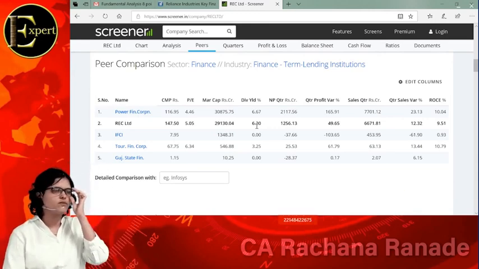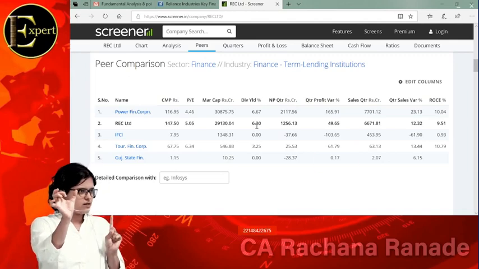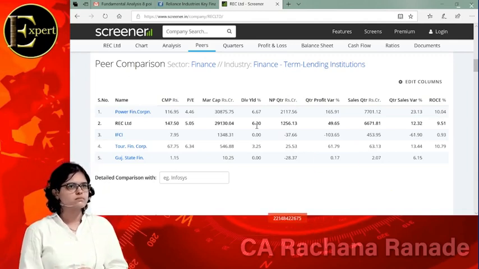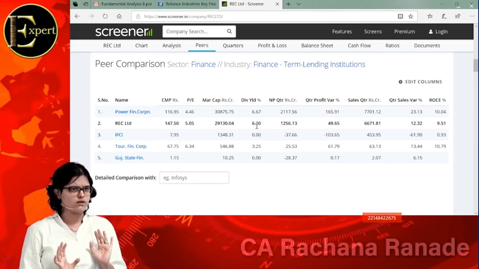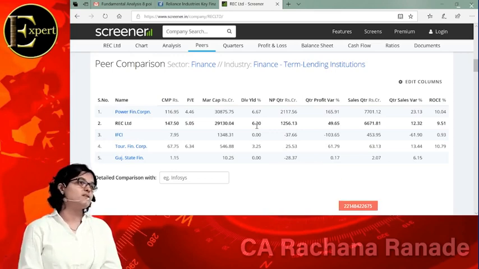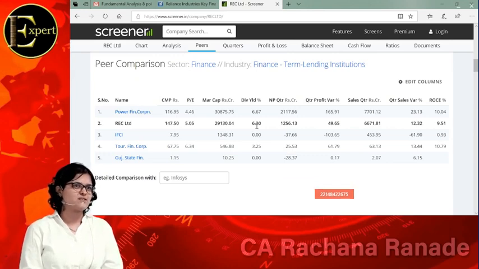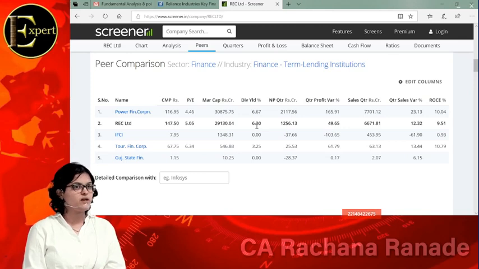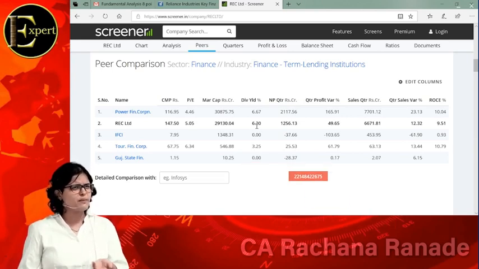The simple formula for dividend yield is dividend per share divided by market price per share. If you want to write this down for your own understanding: for those who are interested in dividend, those who are into the 30% tax slab, this is a good ratio for personal financial planning. Dividend per share divided by market price per share. That's the dividend yield ratio.